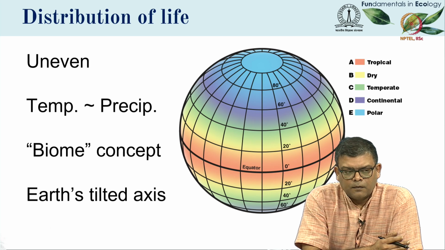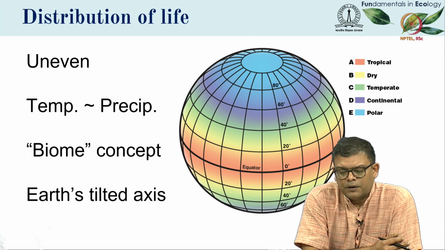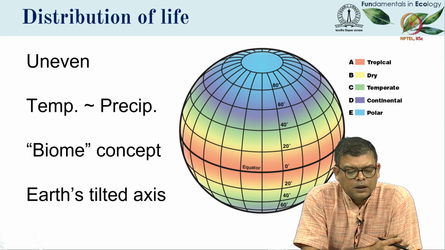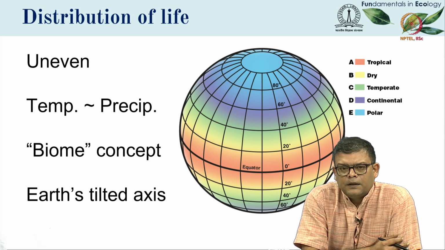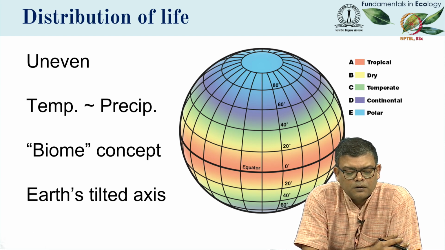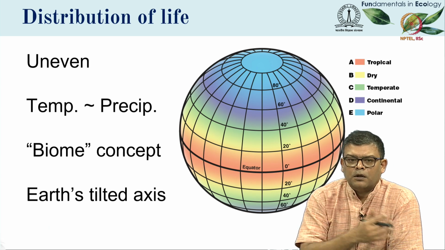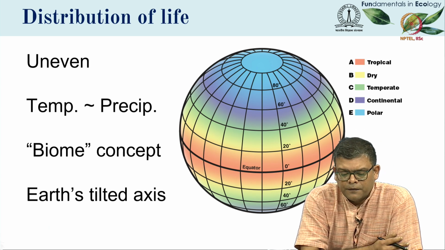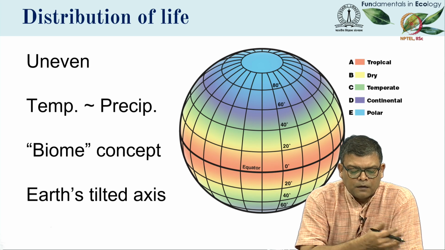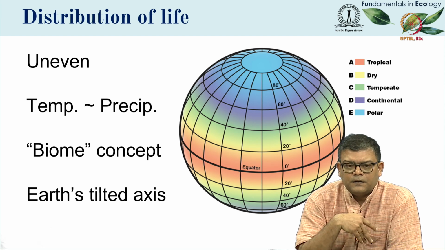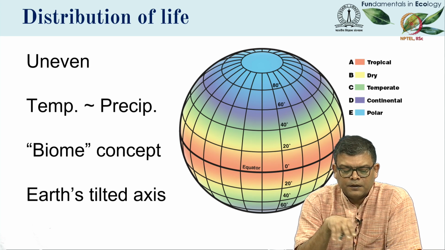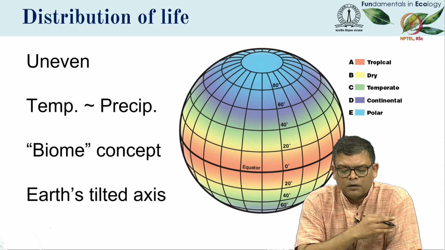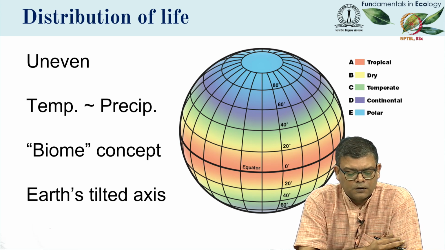So now let's look at where life is distributed on Earth. One thing that should immediately come to notice is that the conditions on Earth are not uniform. Things are not spread evenly across this round planet. So the most important differences which are very evident to us are the differences in temperature and precipitation. Temperature and precipitation are uneven, they are not uniform across the world.